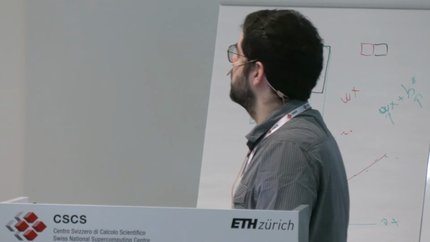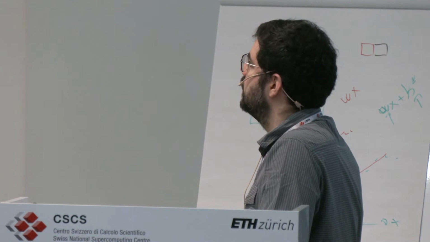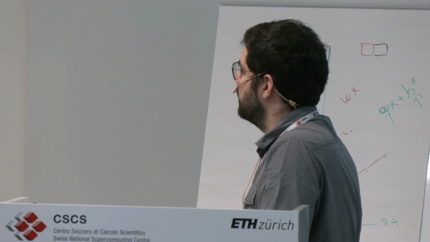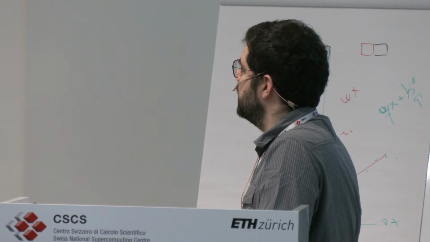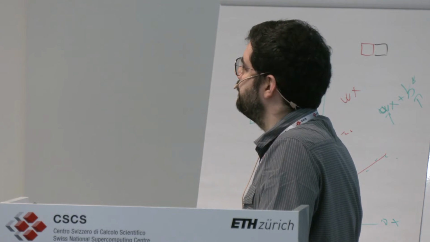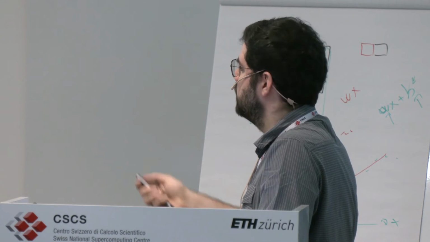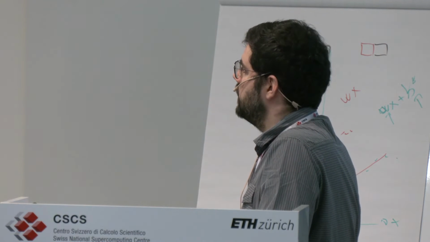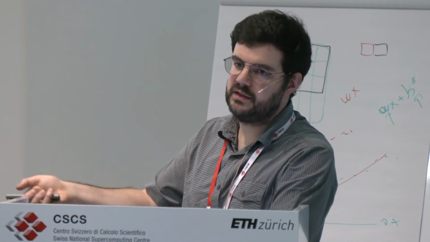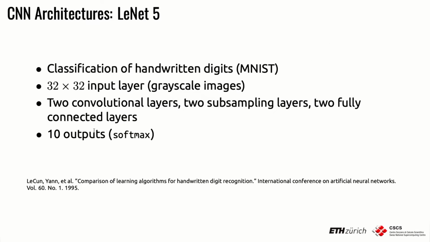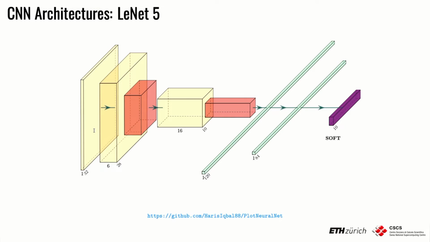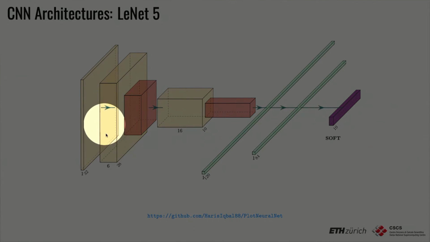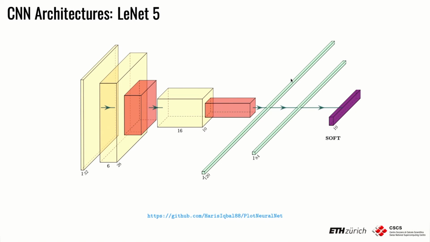that are completely different. The input is 32 by 32 grayscale images, and it has 2 convolutional layers, 2 subsampling layers, 2 fully connected layers, and then because you're doing classification of 10 digits from 0 to 9, you have a softmax activation function at the end that gives you the probability of each class. And this is the architecture that is already the one that I showed before. You have the convolution in orange, the pooling layer in red, and then you have the linear layer in green.